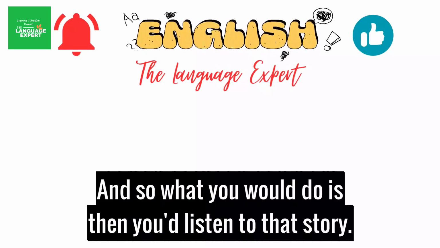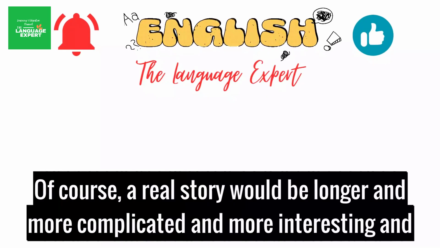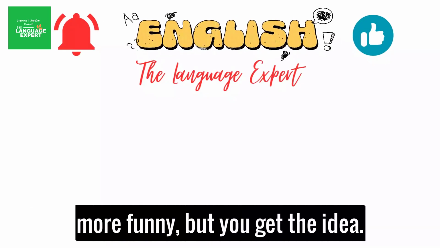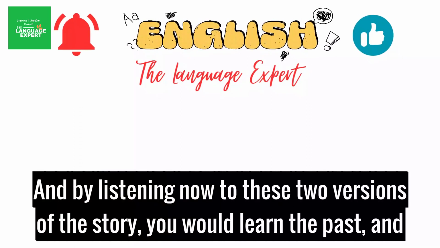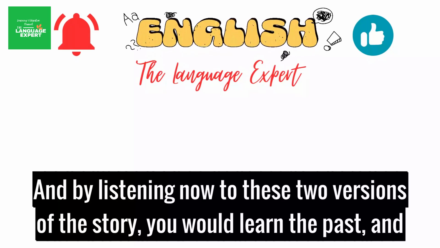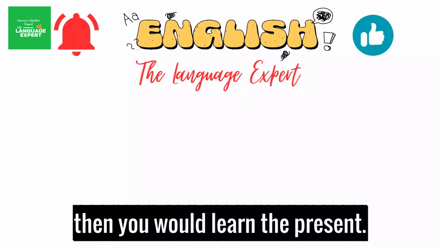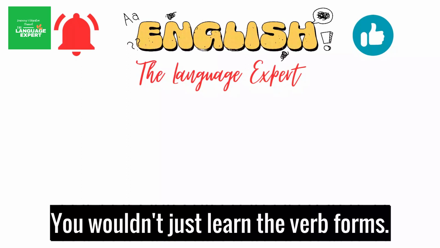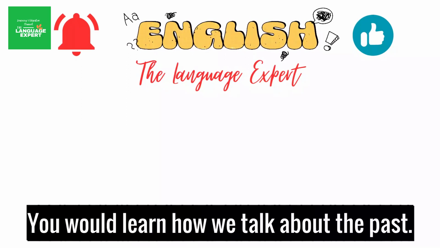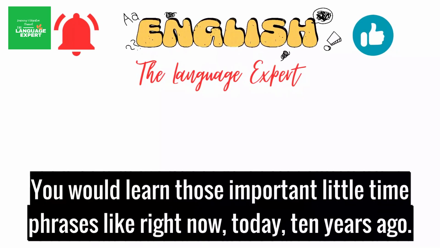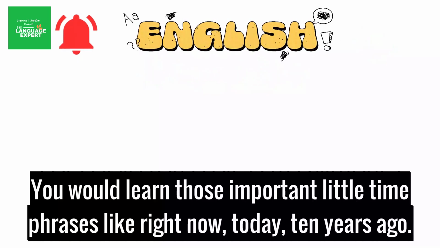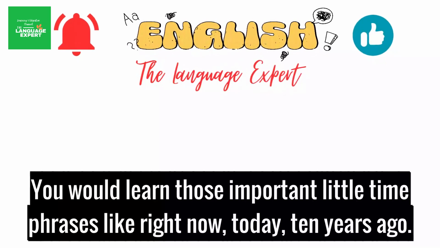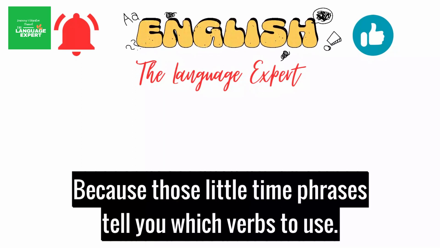And so what you would do is then you'd listen to that story. Of course, a real story would be longer and more complicated and more interesting and more funny, but you get the idea. And by listening now to these two versions of the story, you would learn the past, and then you would learn the present. You wouldn't just learn the verb forms. You would learn all of the structures. You would learn how we talk about the past. You would learn how we talk about the present. You would learn those important little time phrases like right now, today, 10 years ago. Because those little time phrases tell you which verbs to use.